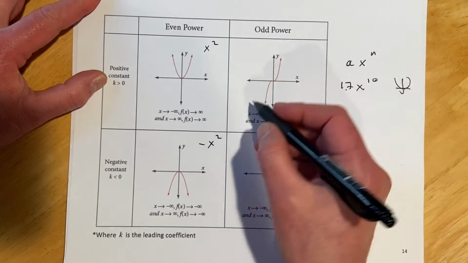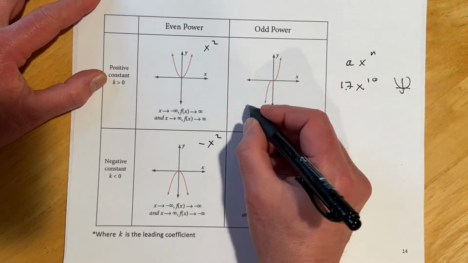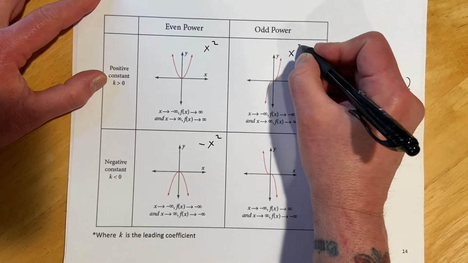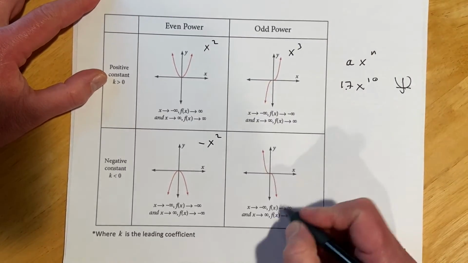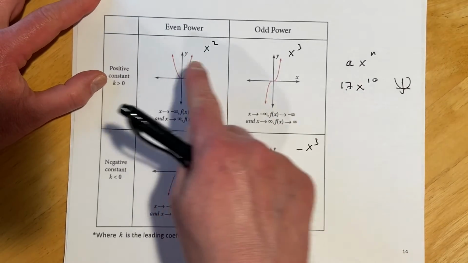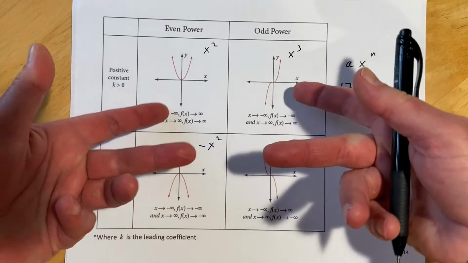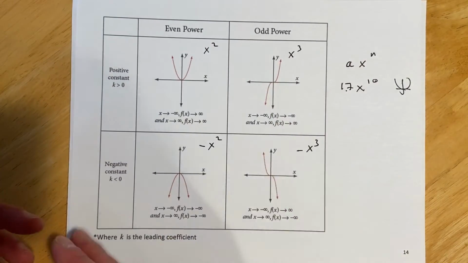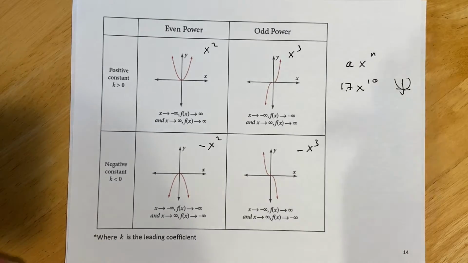Odd powers, so that'd be like just y equals x would be the line like this, where it's always increasing. With this one, I have x cubed as the example. And then this one would be like negative x cubed. So if you can kind of remember what the two graphs are, and then the negatives are just the flipped over version, that helps you kind of keep track of all the signs.